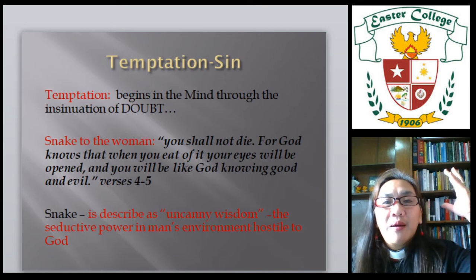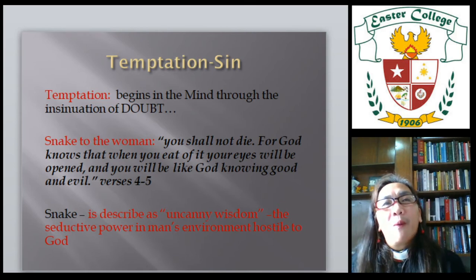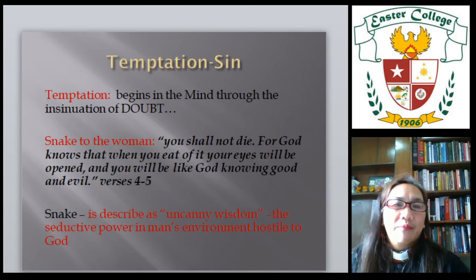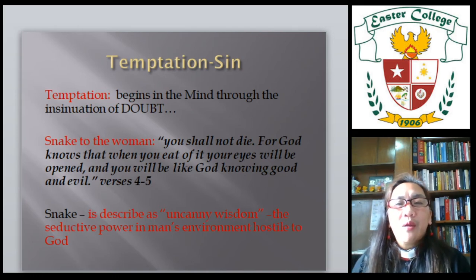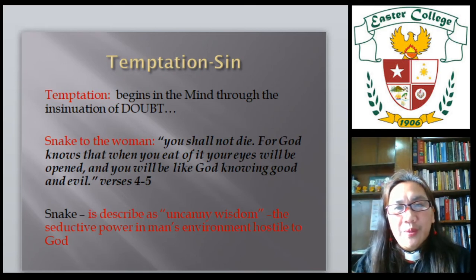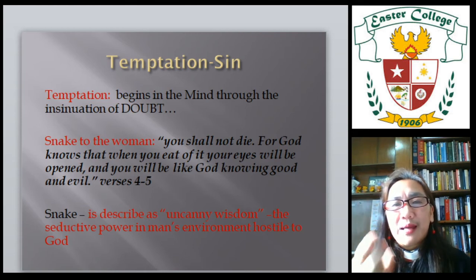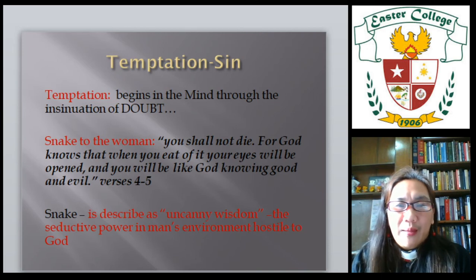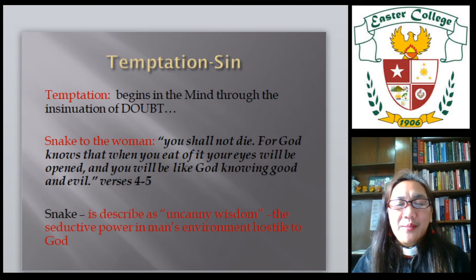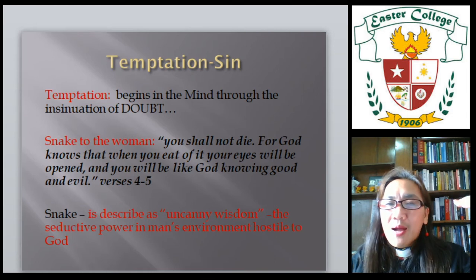So from the insinuation of doubt in the mind, in the brain, next comes the eyes. It's the eyes now focusing on that object, the fruit. And from the eyes, what followed? Eve stretched out her hand and took that fruit. She ate it. And the moment she took it and ate it, she even gave some to her husband. That's the consummation of it. It becomes sin.